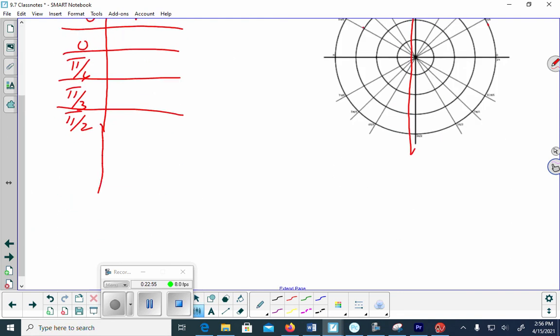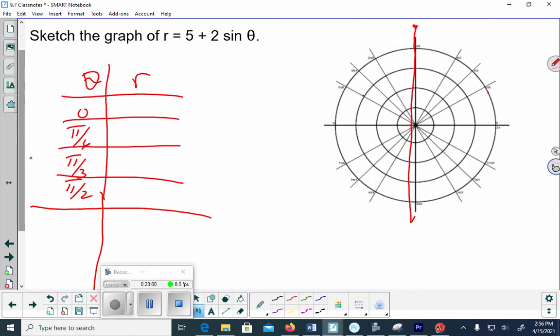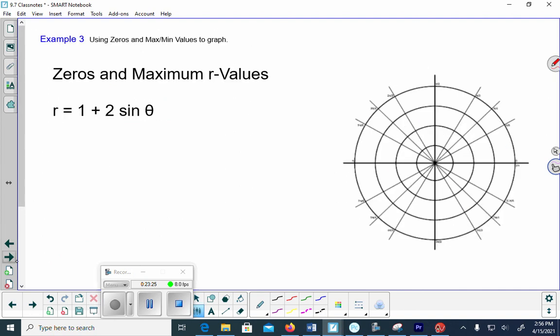Then I'm going to jump down to the fourth quadrant. Going in order, I'm going to do 11 pi over 6, 5 pi over 3, and 3 pi over 2. Once I get the points on this side, I'm going to map them on this side. That's using the symmetry as a guide, as an aid.